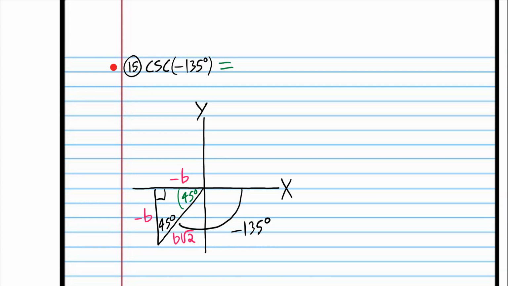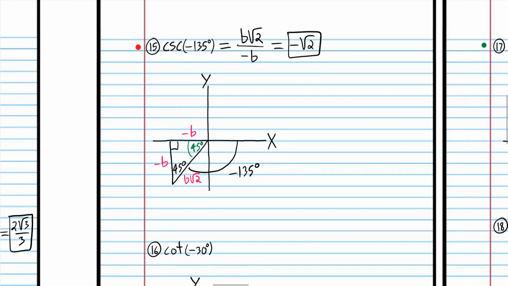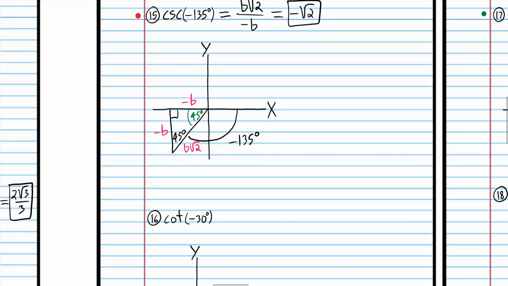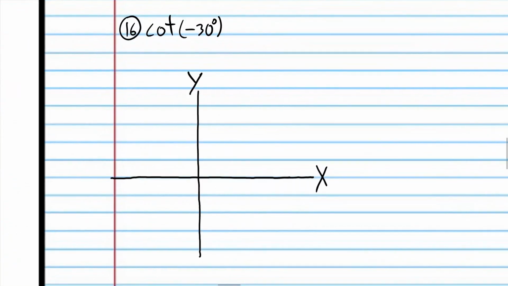So cosecant is the hypotenuse divided by the side opposite the 45 degree angle, which is -b. So that just simplifies to -√2. The b's cancel out. So again, if you have a negative angle measure, you rotate clockwise, not counterclockwise. So let's try another one of these. We're going to rotate clockwise because we have a negative angle measure.